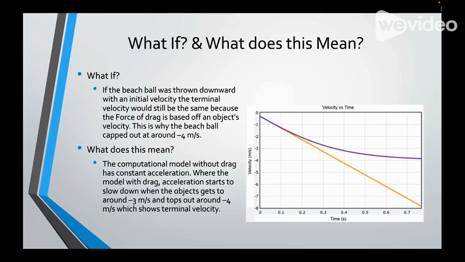What does this mean? The computational model without drag has constant acceleration, shown by the orange line. Shown by the purple line is the model with drag. Acceleration starts to slow down when the object gets to around -3 meters per second squared and tops out around -4 meters per second squared, which shows terminal velocity, where F drag is approximately equal to F of gravity.